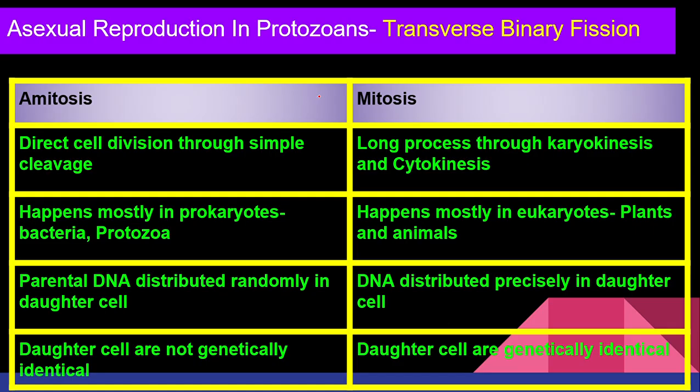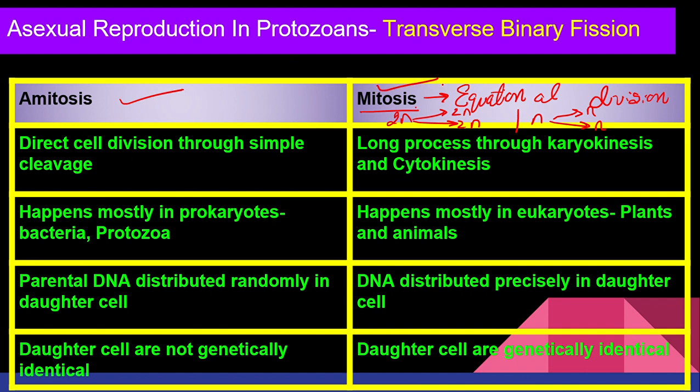Now, before moving ahead with the mechanism of transverse binary fission, we need to understand amitosis and mitosis. Mitosis, you already know, is nothing but the equational division. When I say equational division, suppose if the parent is diploid, then the daughter cell will also be diploid. If the parent is haploid, the daughter cell will also be haploid, right? So the same amount of chromosome that is present in the parent is passed on. This kind of division we call mitosis.